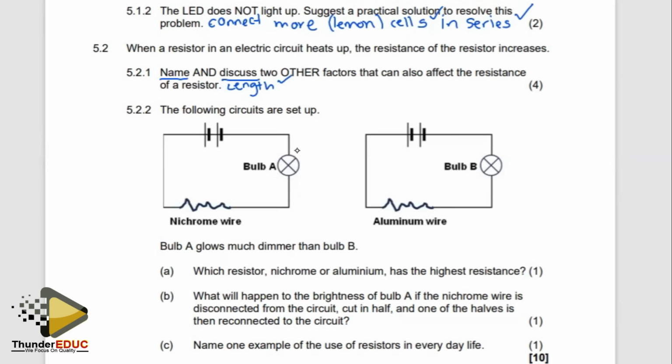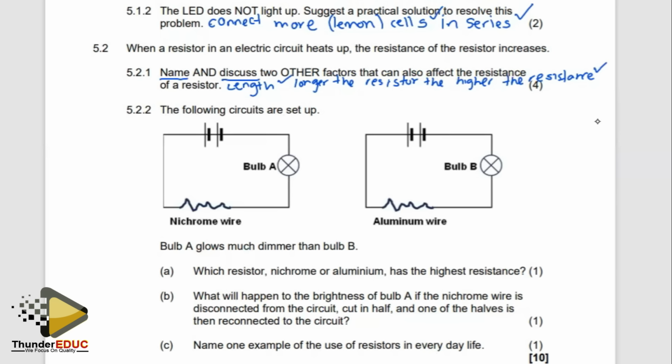So we are saying on length, the longer the resistor, the higher the resistance. Or you can say the shorter the resistor, the lower the resistance. So you can choose here. The longer the resistor, the higher the resistance. Right, done. Or you can say the shorter the resistor, the lower the resistance. You have explained here. Then you get another mark. So you've collected 2 marks here. But remember, you are asked to discuss two factors.